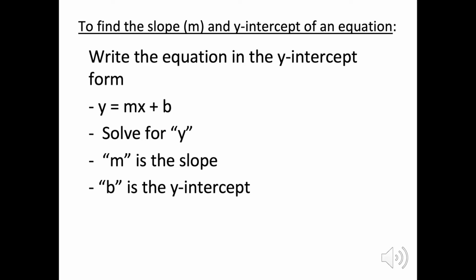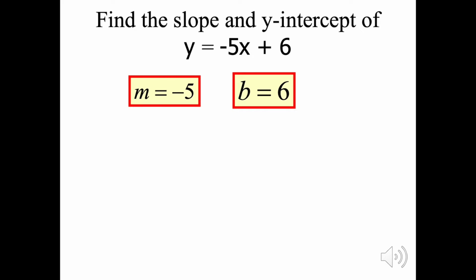So to find the slope m and the y-intercept b of an equation, firstly, you have to write the equation in the y-intercept form, which is y equals mx plus b. Now, the main point is to solve for y, with m being the slope and b being the y-intercept. Here's the first example of the y equals mx plus b formula. As you can see, y equals negative 5x plus 6. Now, if we replace the numbers with the letters in y equals mx plus b, m would be equal to negative 5 and b would be equal to 6.